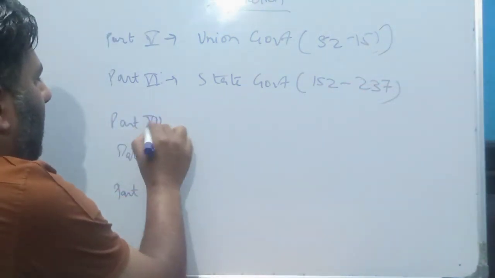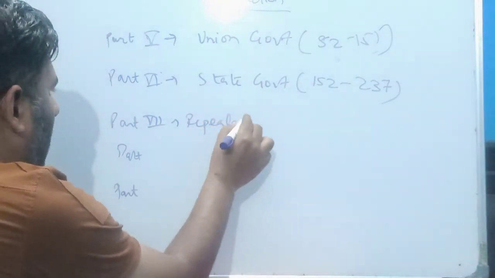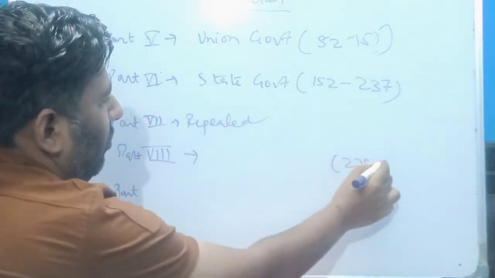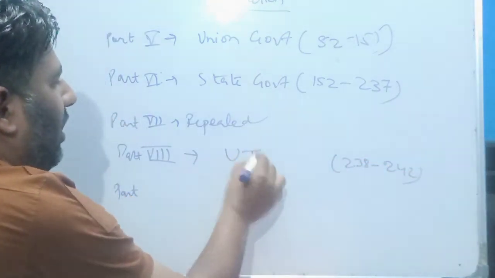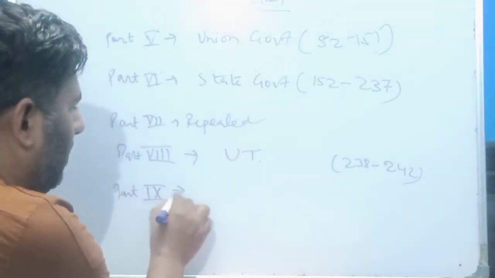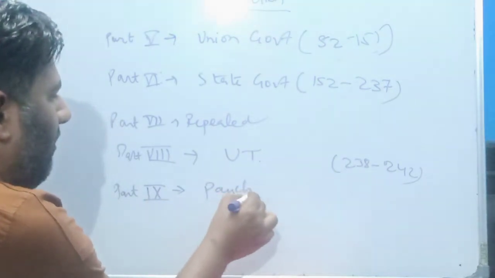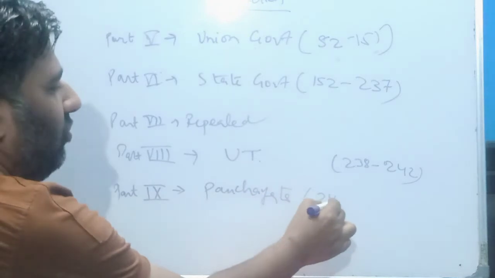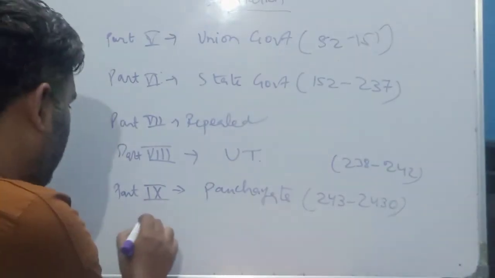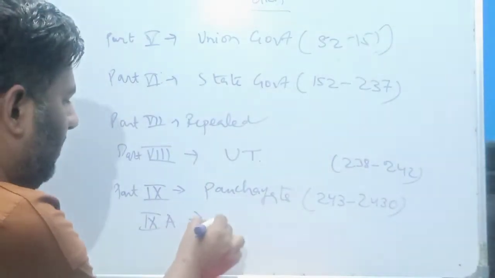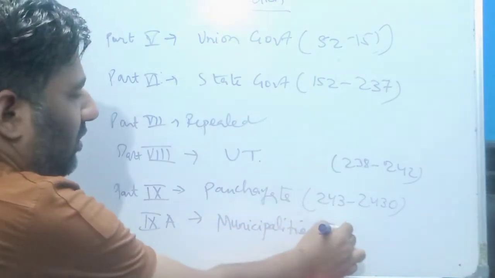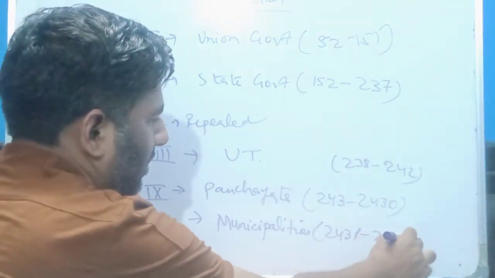Part 7 is repealed. Part 8, which is 238 to 242, union territory. Part 9th is panchayat, which is 243 to 243O. Part 9th A, which is municipalities, 243P to 243ZG.